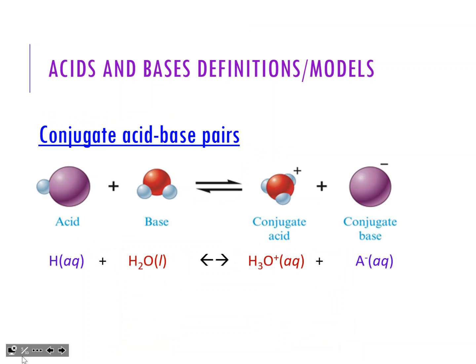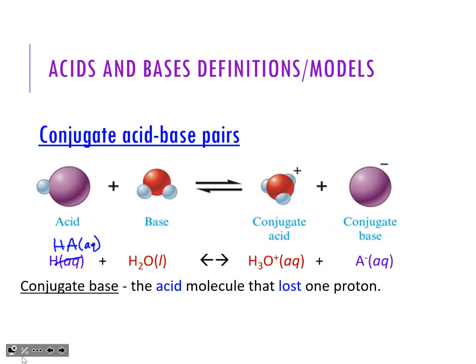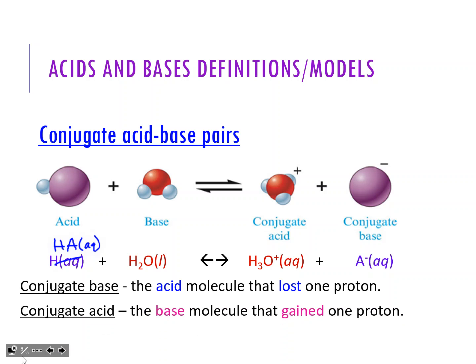So let's talk about conjugate acid-base pairs. I'm sorry, there is a typo here. I don't believe it's in the notes, but this is supposed to say HA, like so. And I use A as generic anion, okay? Conjugate base is the acid molecule that lost the one proton. The conjugate acid is going to be the base that gained the one proton.